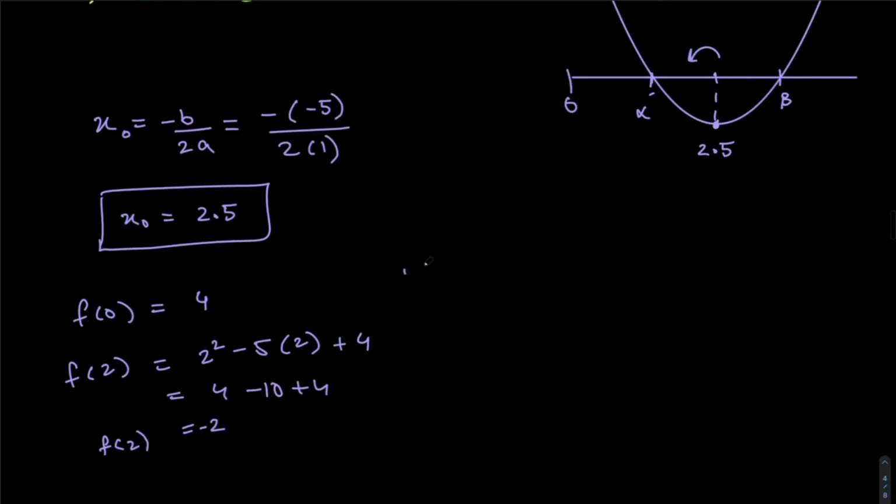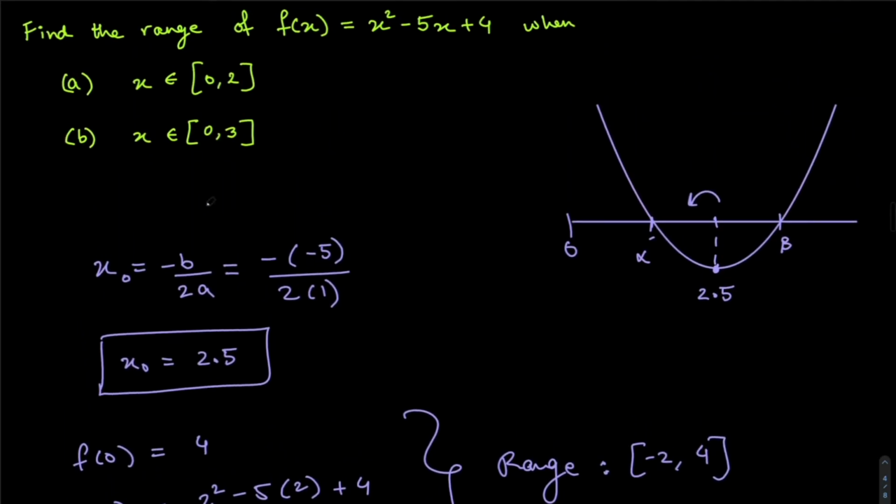So now I can say that my range is from -2 to 4 inclusive. That is why I've put the square brackets, right? That is why. Now let's look at part B.